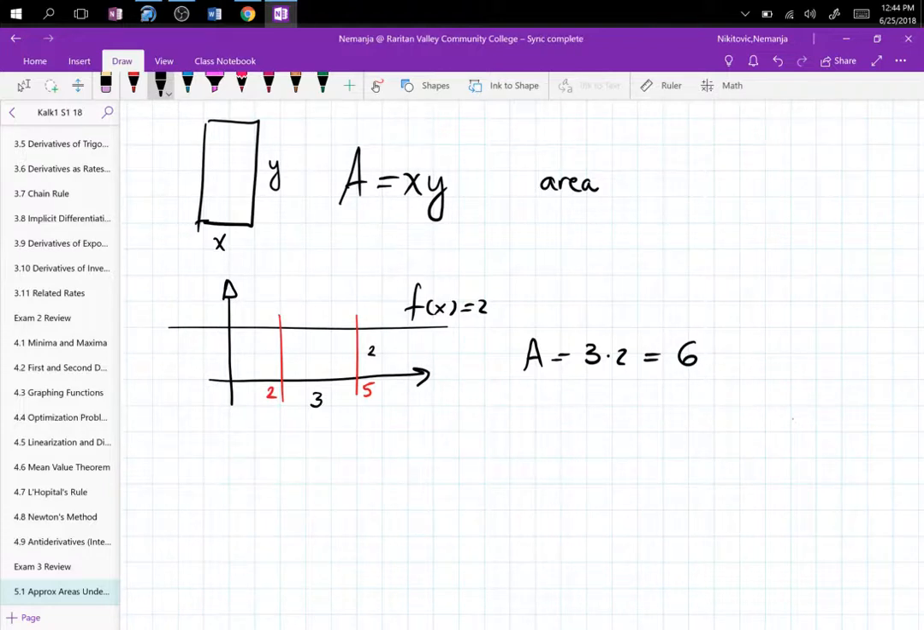And if you carefully pay attention, you will see 1, 2, 3, 4, 5, 6 squares inside, and the area is 6. So you have 6 1-by-1 squares inside of this shape. So that's the preliminary stuff from your middle school that you should know to survive this lecture.